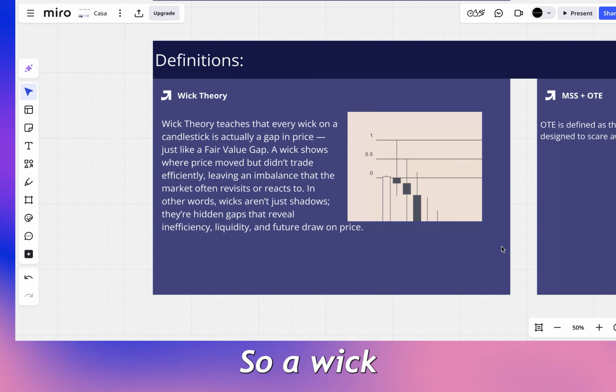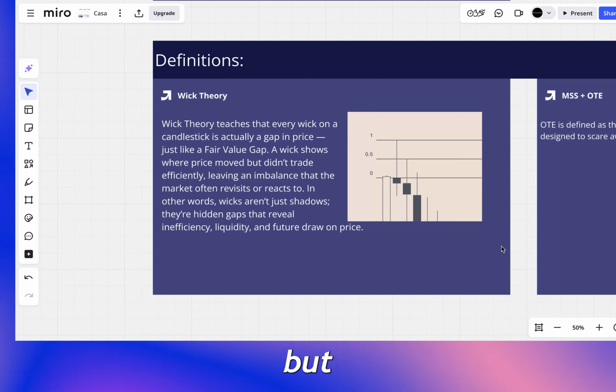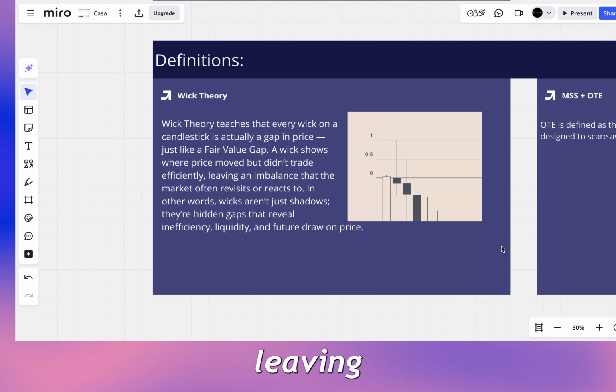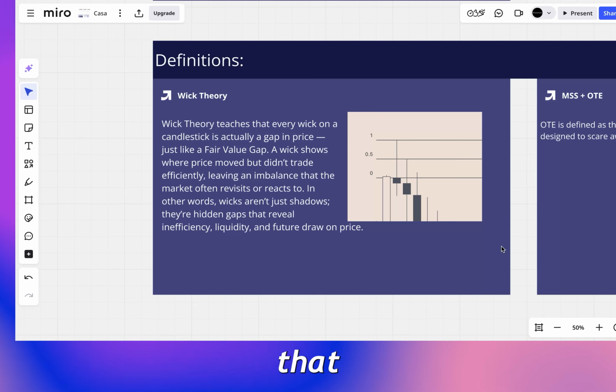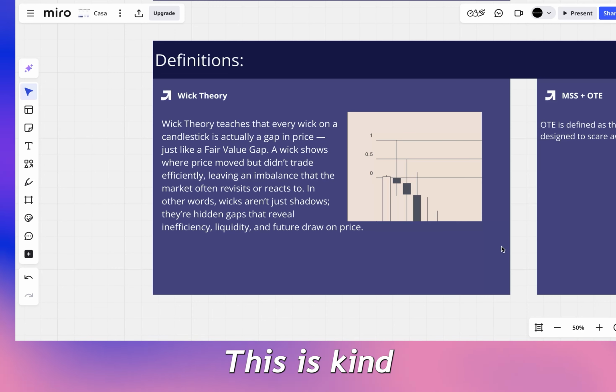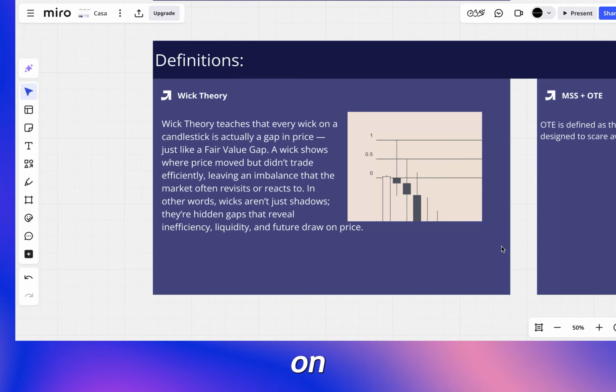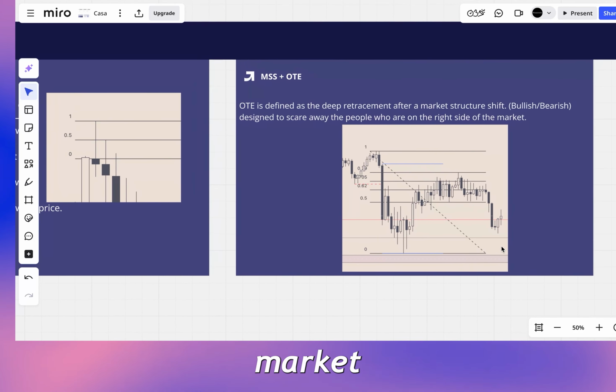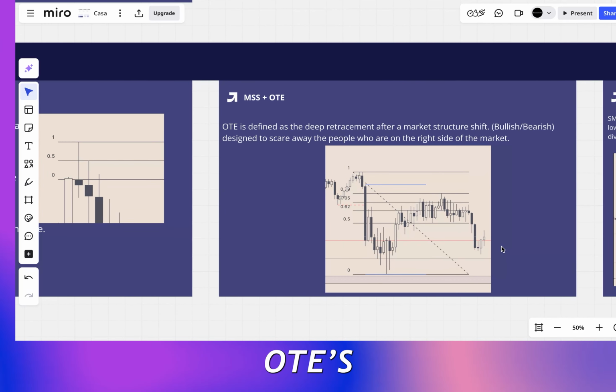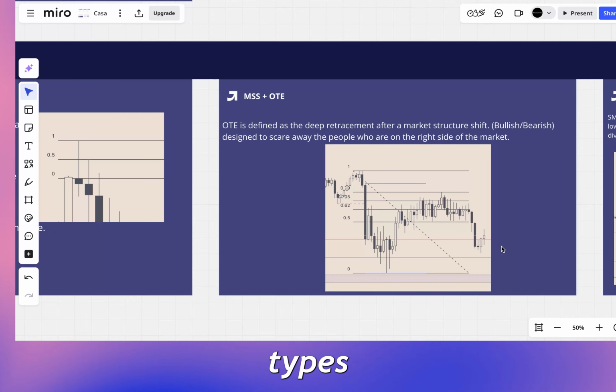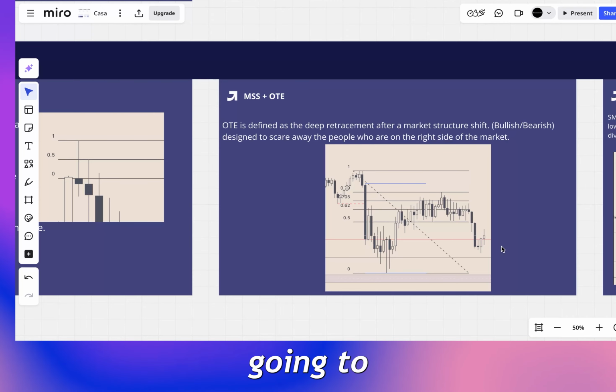A wick. So a wick shows where price moved but didn't trade efficiently, leaving an imbalance that the market often revisits or reacts to. In other words, wicks aren't just shadows, they're hidden gaps that reveal inefficiency, liquidity, and future drawn price, which is huge. This is kind of the foundation of Casa Wick Theory. And we have market structure shifts plus OTEs, right? So we need to dive into the 2 different types of Casa Wick Theory, the model that I'm going to be sharing with you guys.